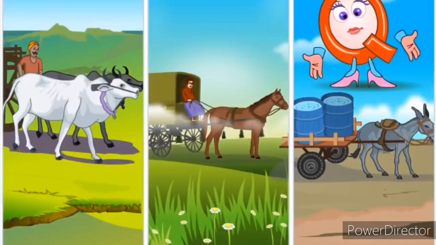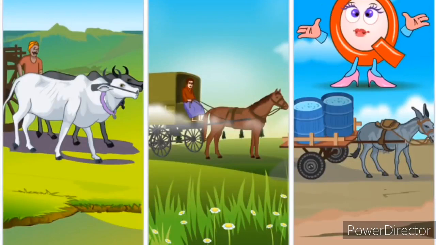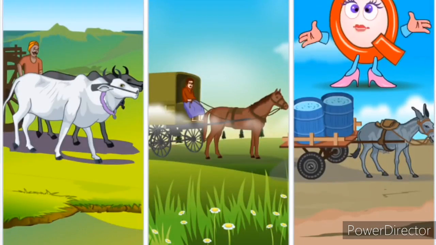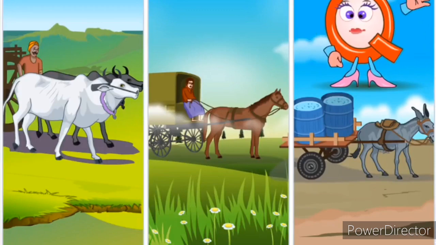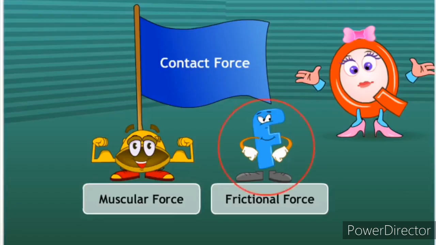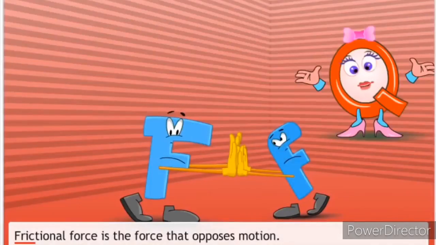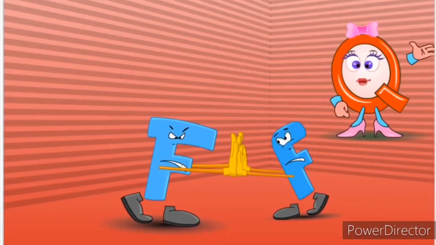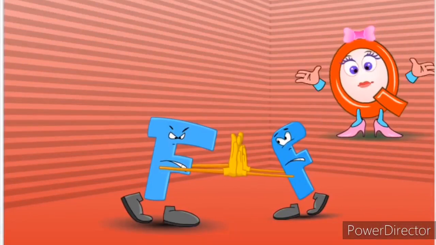Animals like bullocks, horses, and donkeys are used to draw carts and perform other tasks for us. All these animals use muscular force to perform such tasks. So, what about the other contact force? Frictional force? Frictional force is the force that opposes motion. That is, it acts in a direction opposite to that of motion.